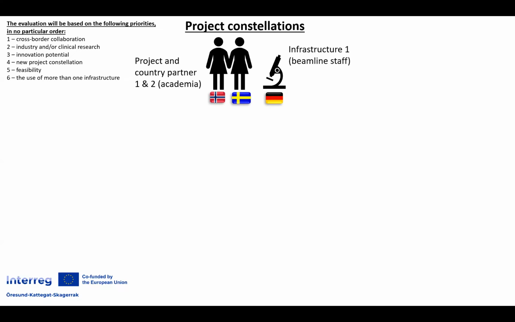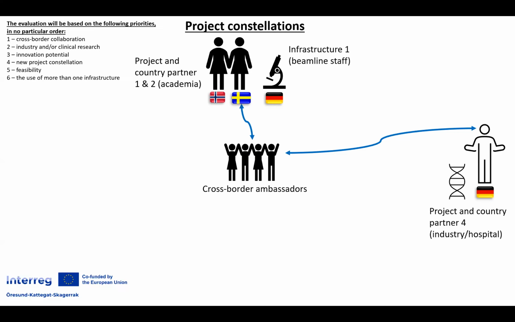So imagine that you have 2 project partners, 1 and 2. They come from academia. They're in 2 different countries. They have found each other. Maybe they have collaborated before, or in some way they found each other. They already have in mind they want to use an infrastructure in another country. And if, for example, they speak with us cross-border ambassadors, it could be that we have knowledge about another partner that comes from industry or hospital, and we can try and connect them with each other.